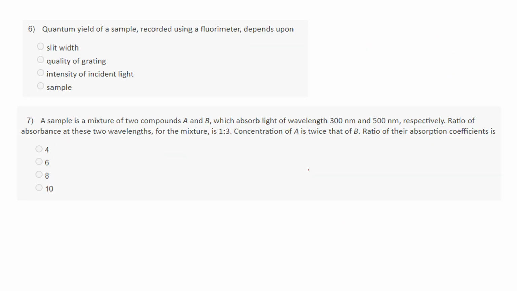Question number 6. Quantum yield of a sample recorded using a fluorometer depends upon, there are four options again: slit width, quality of the grating, intensity of the incident light, and sample. So what do you think? Second option, quality of the grating. Suppose I am telling you, why do you think quality of the grating is important for quantum yield?